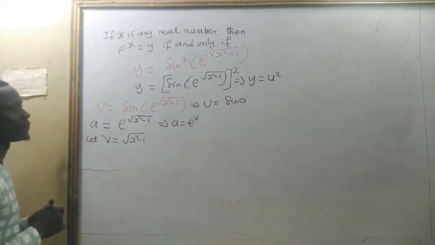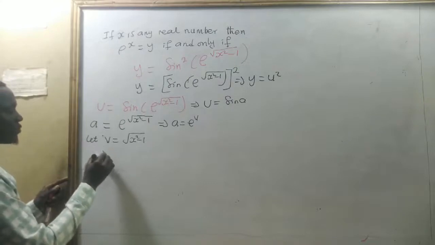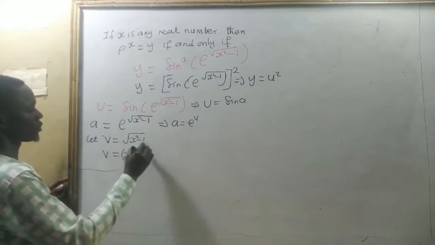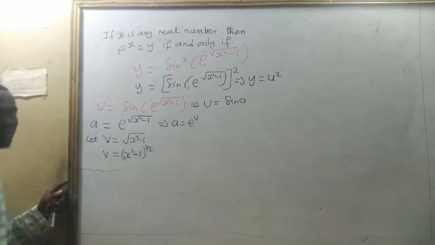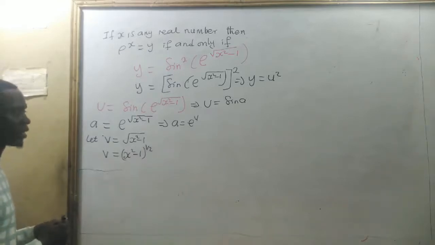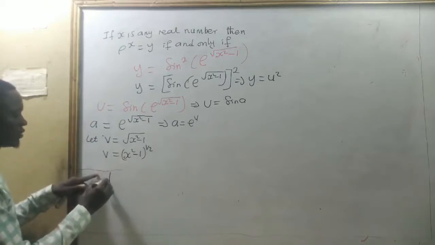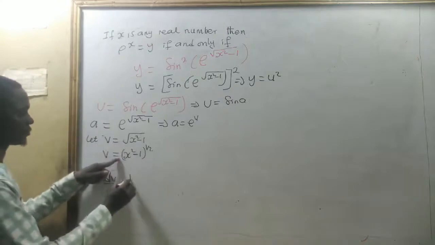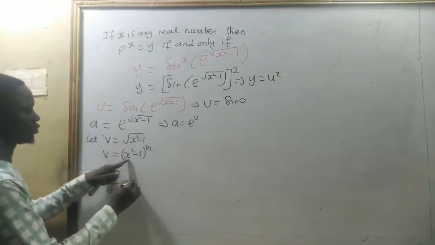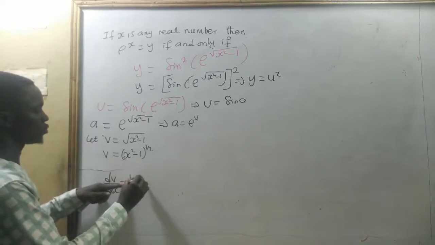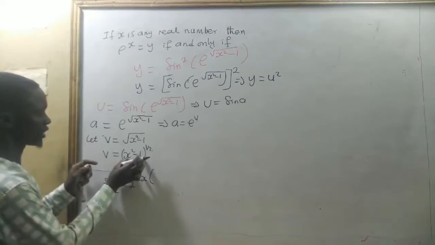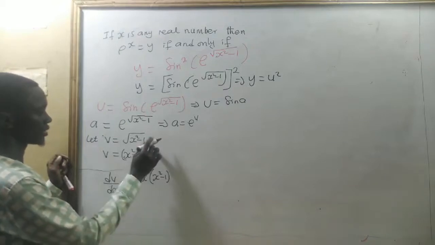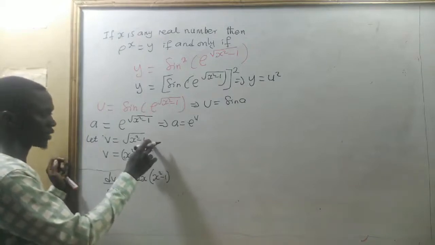Here, we are going to take v to be equal to (x squared minus 1) to the power half. And then let's differentiate this one. So the derivative of v with respect to x will give us, we bring the half here, times we differentiate the inner one to get 2x, times the original function inside, x squared minus 1. Then you subtract 1 from the power.